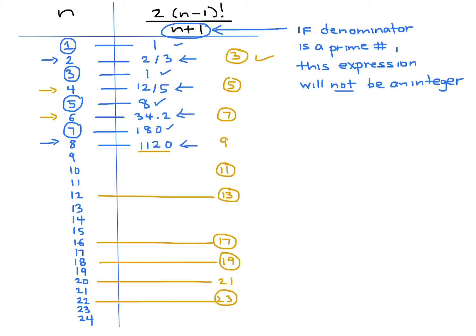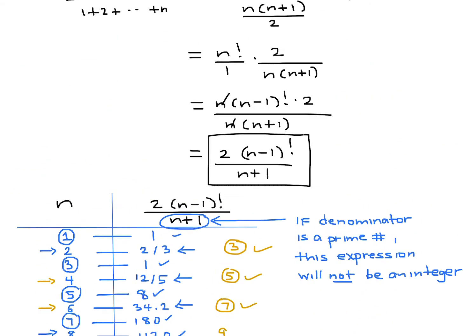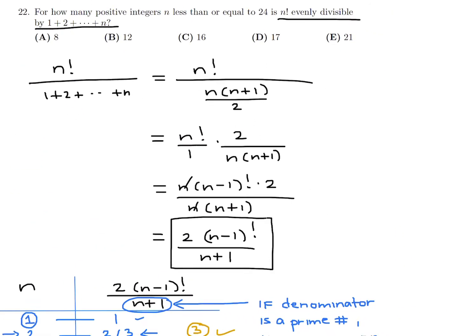So how many primes? 1, 2, 3, 4, 5, 6, 7, 8. So for 8 of these, you will not get an integer. So since there are 24, you have to subtract those 8, and the remaining 16 will give you an integer, and therefore this expression shows divisibility. So that's an interesting question. So number 22, the answer is 16. And that would mean choice C.